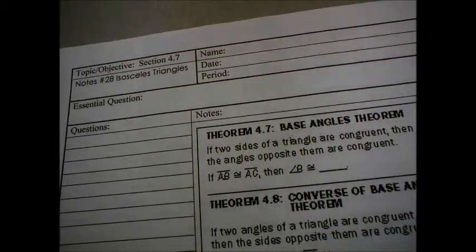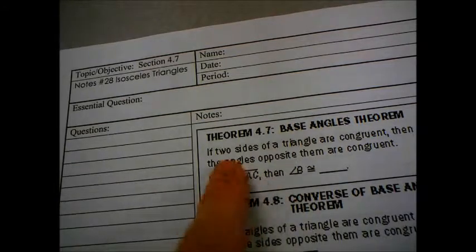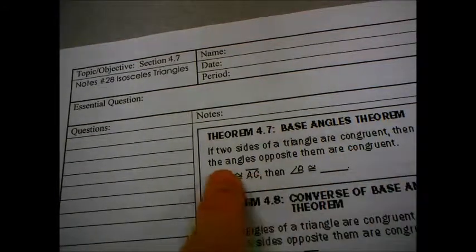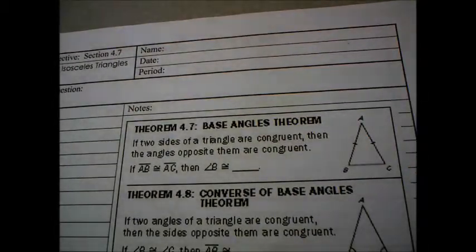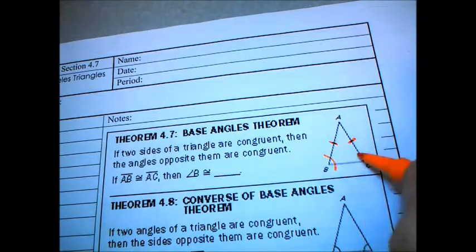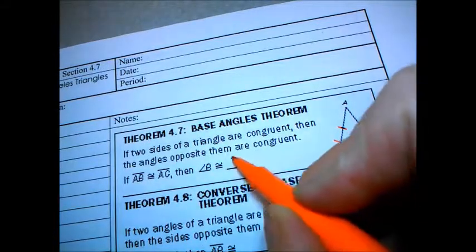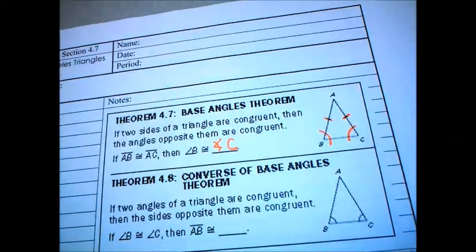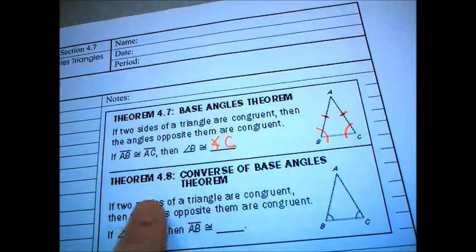This is theorem 4.7, the base angle theorem. It says if two sides of a triangle are congruent, then the angles opposite them are congruent. So when the sides are congruent, that means the angles are congruent as well. So angle B will be congruent to angle C. And then the reverse, the converse, is on the next one.